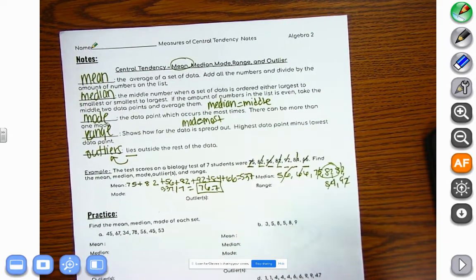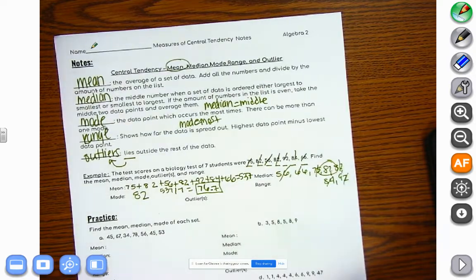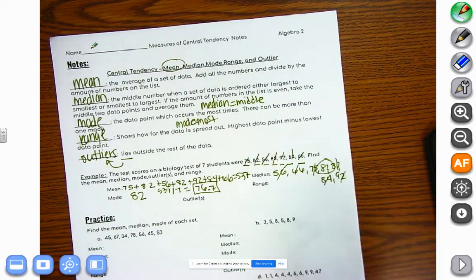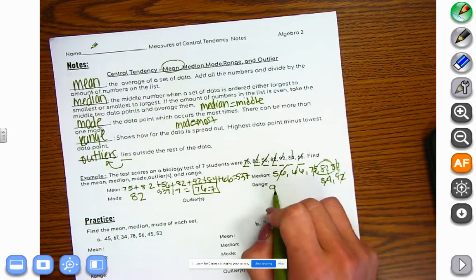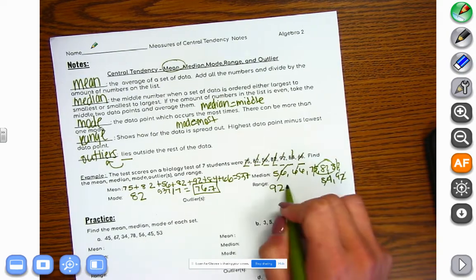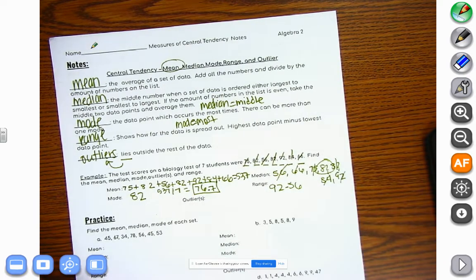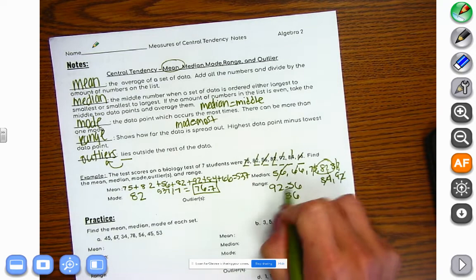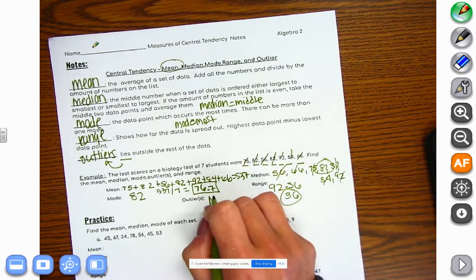Okay, our mode, what number occurs the most? So we only have one number that repeats, which is 82, so that would be our mode. Our range, our highest number is 92, our lowest number is 56. So 92 minus 56 is 36, so that would be our range. And we do not have any outliers here.